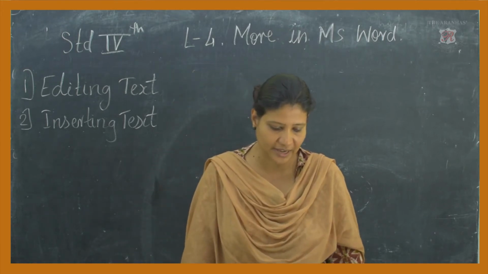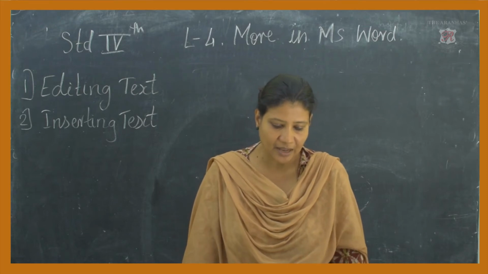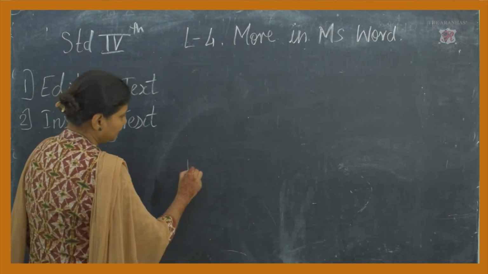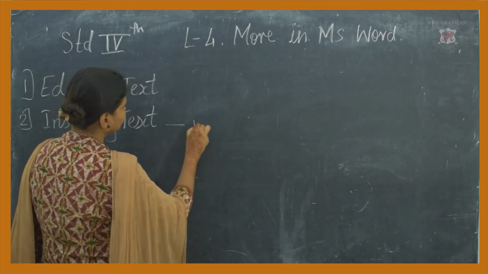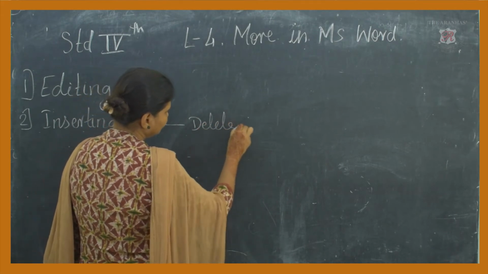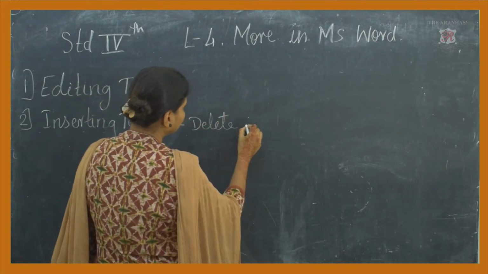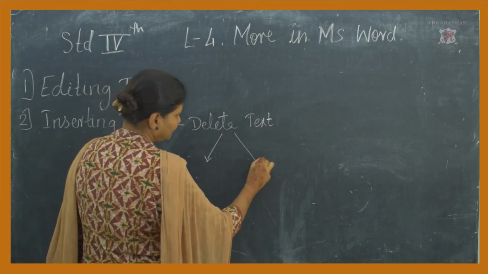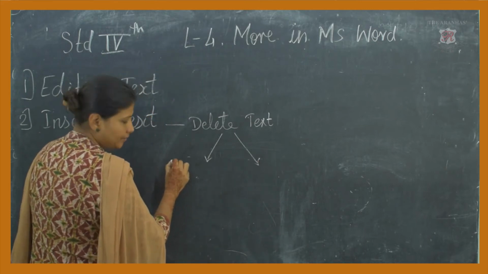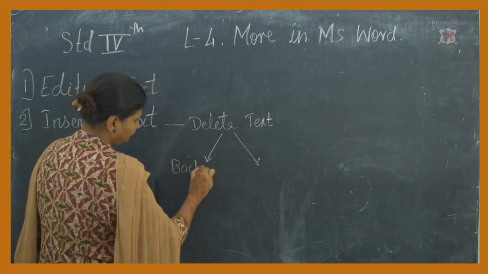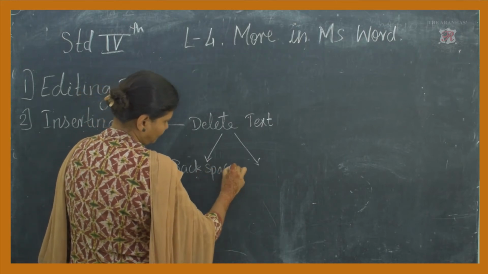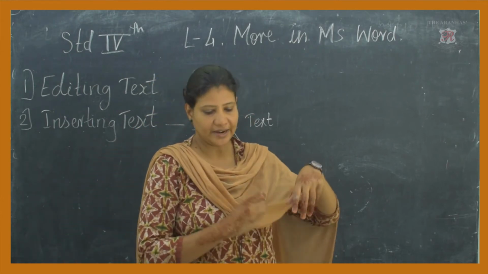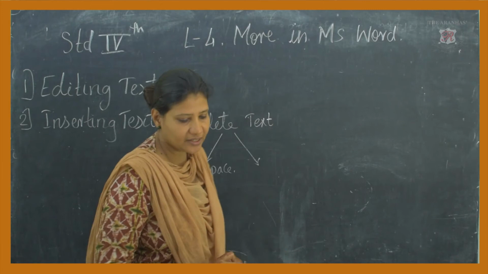Now how to delete this text? Text can be deleted in MS Word by using two keys. There are two keys with the help of which we can delete. First is backspace. With the help of backspace, you can delete your sentence or you can delete the text. After that is delete key.